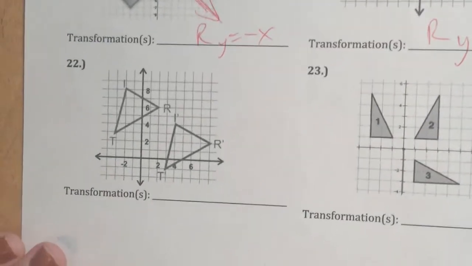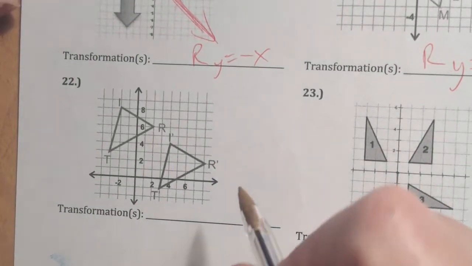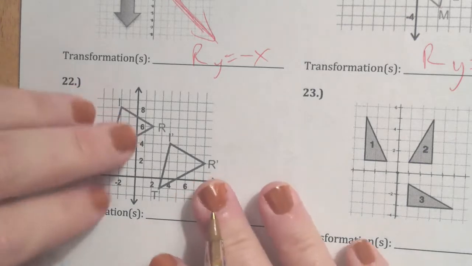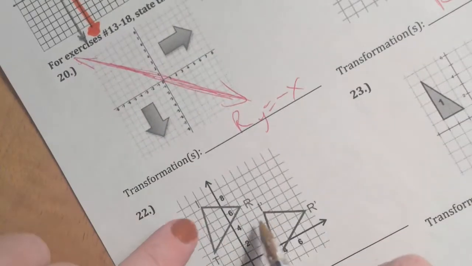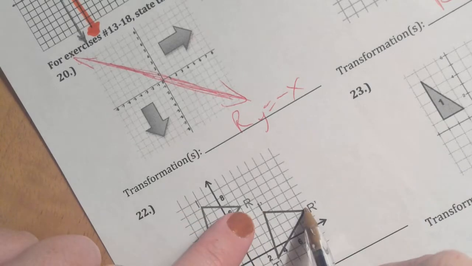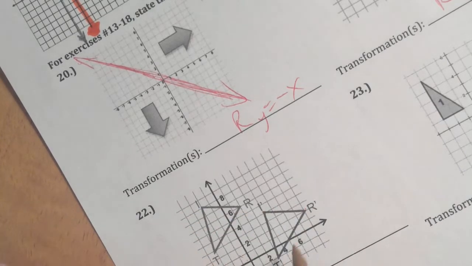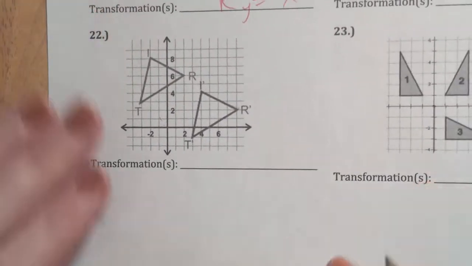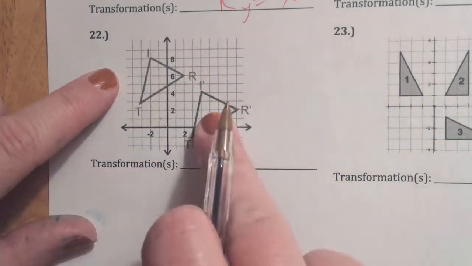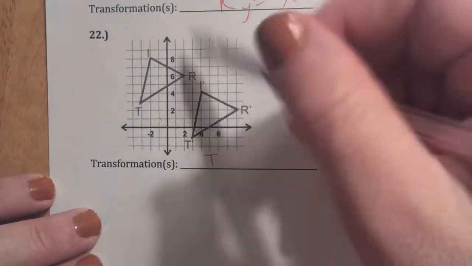Okay, two more problems. This one: you might think this is a reflection, but look, the middle of R is over here, the middle of T is over here, so that doesn't quite work. So it's not a reflection. It's a translation. It just slid. So that's a translation by how much?